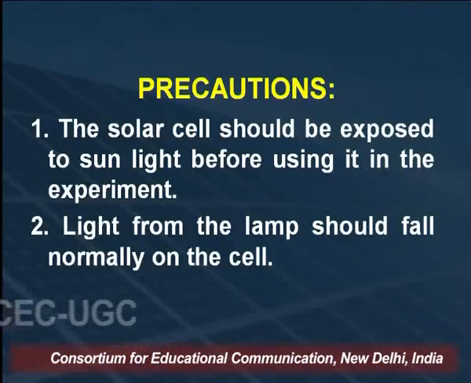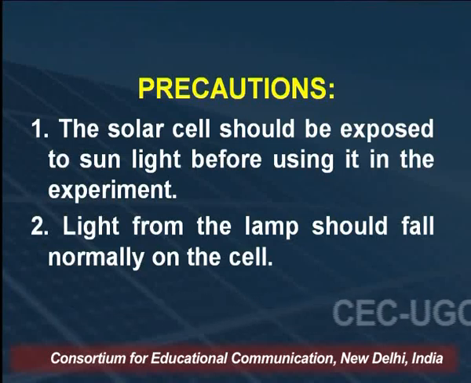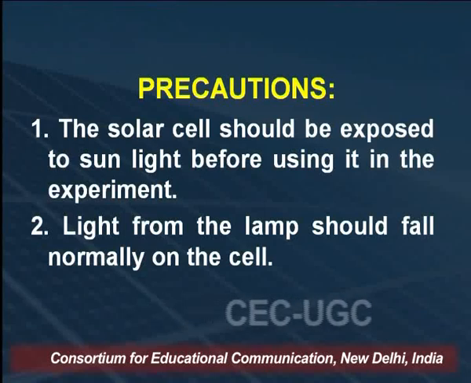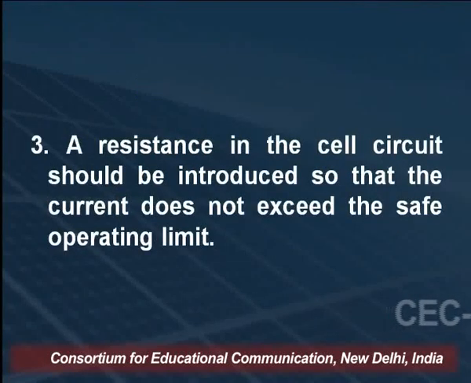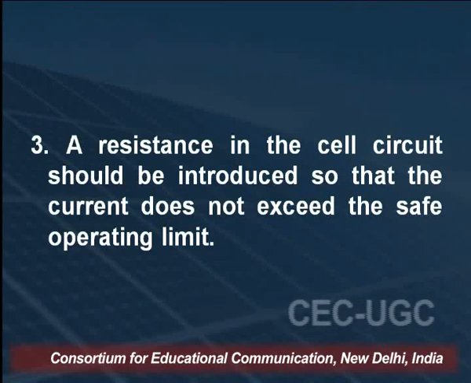From the VI, what are the precautions we have to follow to perform this experiment? Number 1, the solar cell should be exposed to the sunlight before using it in the experiment, or the light which we are using in the laboratory should fall normally on the cell. The resistance in the cell circuit should be introduced so that the current does not exceed the safe operating limit. Moreover, the cell panel should be connected in a parallel or series manner.